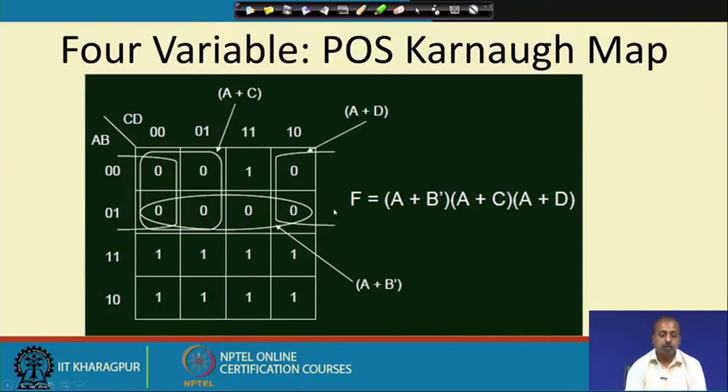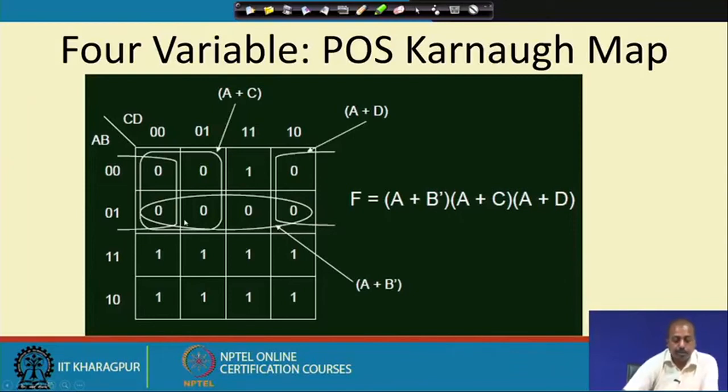Now, how do you do it for a product of sum expression? In case of product of sum, we make groups of zeros. To get the sum of product representation, we were grouping the ones; in case of product of sum, we will be grouping the zeros. Like here, after putting the ones and zeros onto the Karnaugh map, we are grouping these 4 zeros into one quad, these 4 zeros into one quad, and these 4 zeros, that is these 2 and these 2, into one quad.